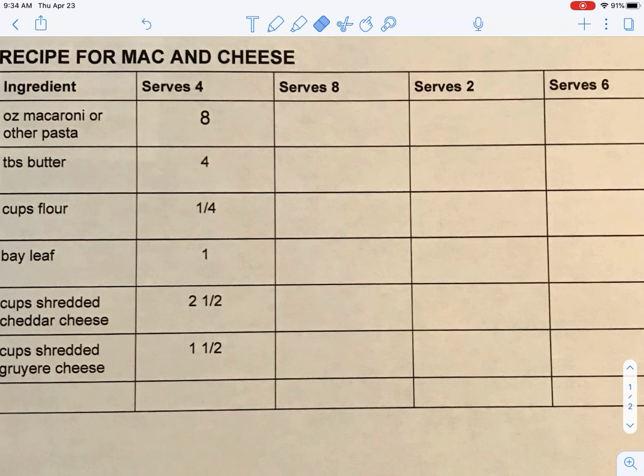So here I have a recipe for mac and cheese. Everybody's favorite, right? My recipe serves 4 people. So if I wanted to serve 4 people, I would use 8 ounces of macaroni, 4 tablespoons of butter, 1/4 of a cup of flour, 1 bay leaf, 2.5 cups of shredded cheddar cheese, and 1.5 cups of shredded Gruyere cheese. Gruyere cheese is just a fancy kind of Swiss.